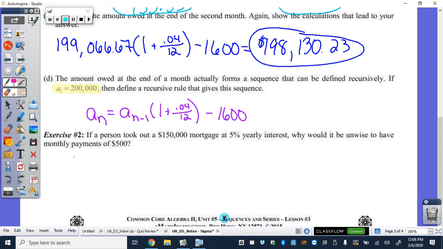So following along, the same idea we had last time. Take our mortgage, $150,000. We're going to multiply it by the interest for 1 month. This time, though, it's going to be 0.05 as our R because they have 5% interest versus the 4. And then we would subtract their monthly payment of $500. So let's see what we get.